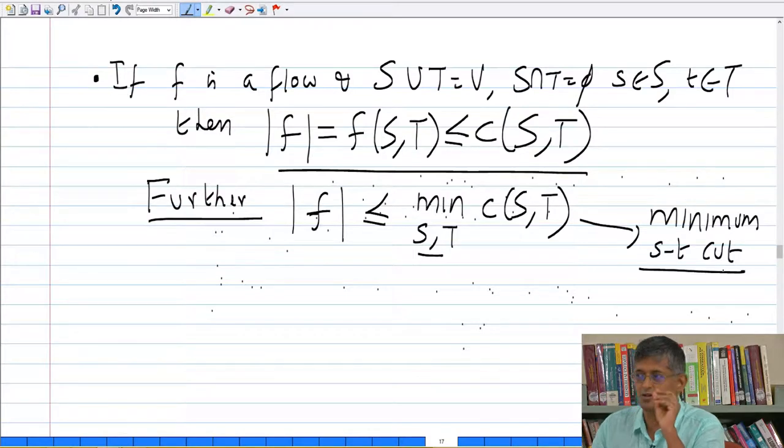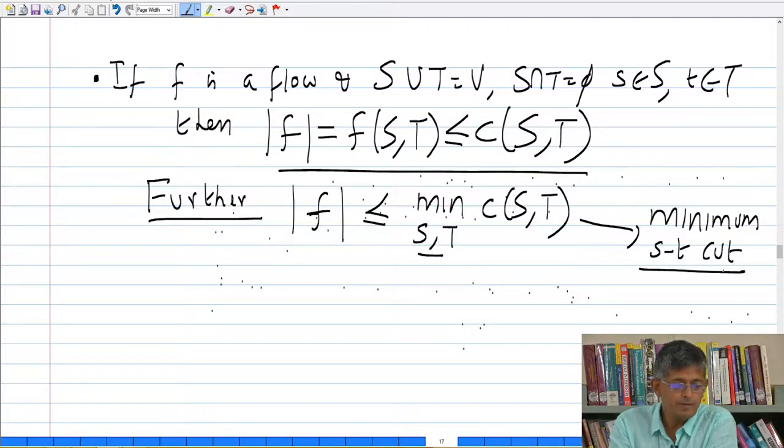I am assuming you remember your electrical circuits, right? So they are just the same. This is just a more generic framework in which this whole thing is presented. So therefore, the maximum flow is upper bounded by the minimum value of the ST cut.